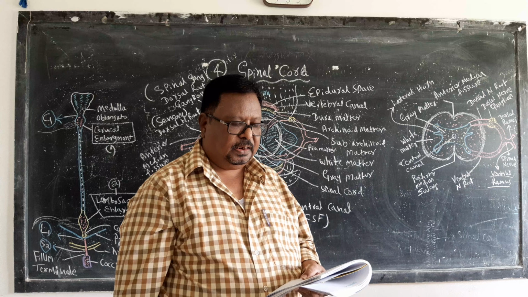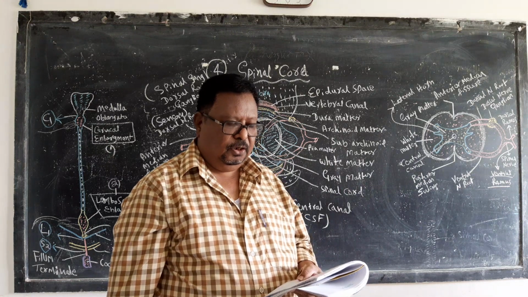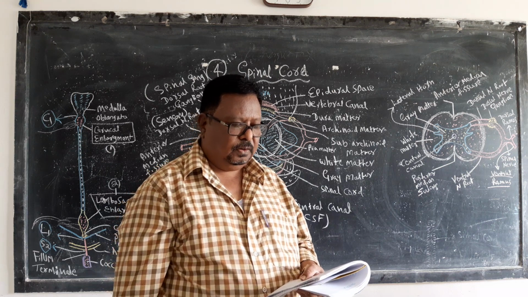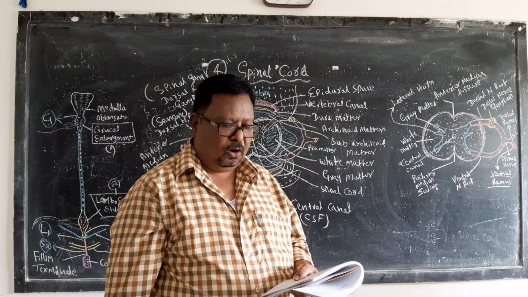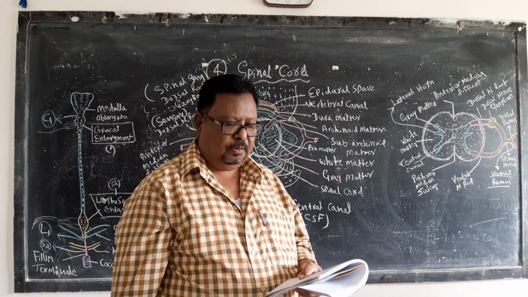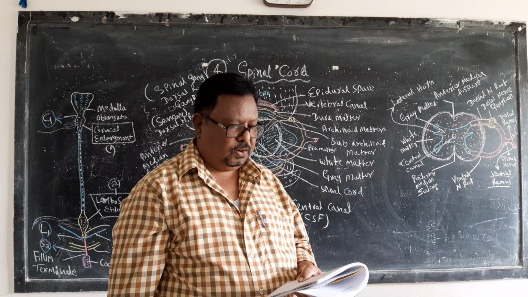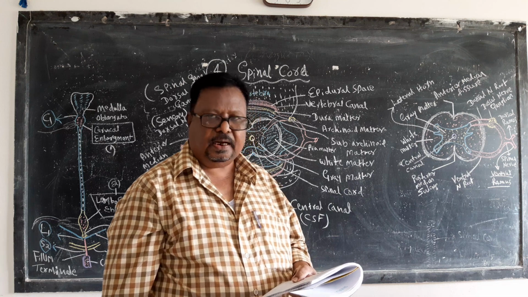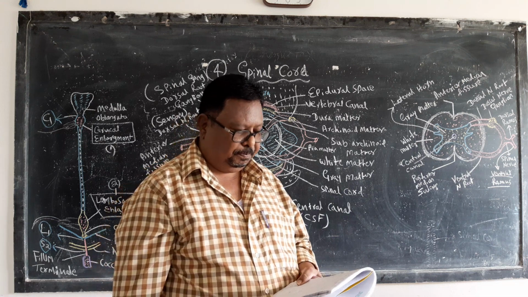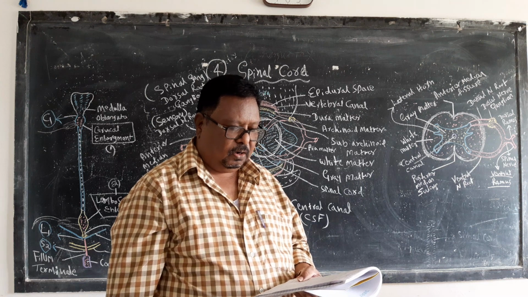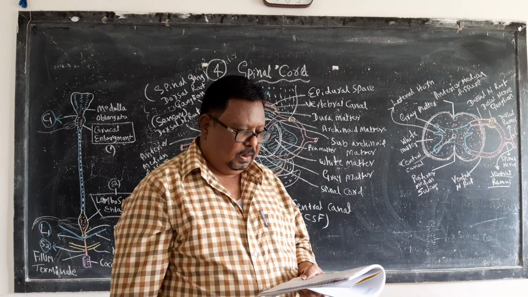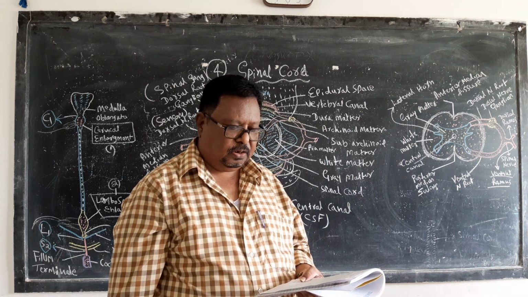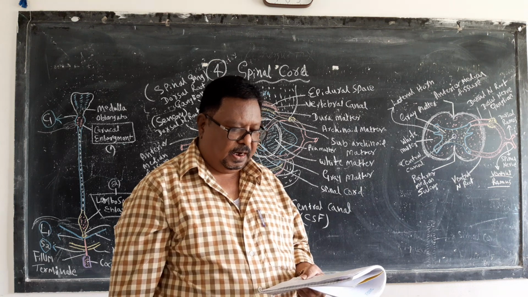The gray matter contains the cell bodies of the neurons that run up and down in the spinal cord. The nerve cell bodies are sensory neurons, lower motor neurons and interneurons, and neuroglia, dendrites and axons are also present in the gray matter. The white matter of the spinal cord contains three columns or tracts composed of bundles of myelinated axons. They are anterior, posterior and lateral.